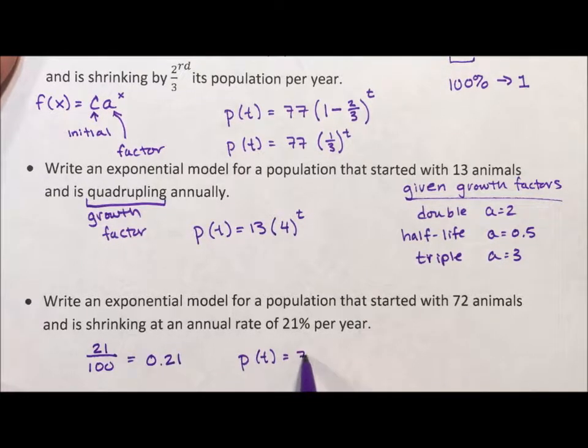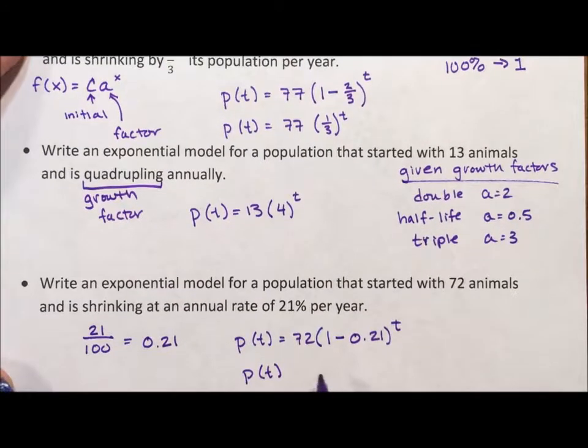We start with 72 animals, and it says we're shrinking, so it's 1 minus 0.21 to the t. Again, if you really want to rewrite this as p of t equals 72 times 0.79 to the t, that's fine. I find this one's easier to follow. It's really easy to see that we have a decay rate of 21%, though this one is easier to type into your calculator and manage if you have to utilize this equation very many times.